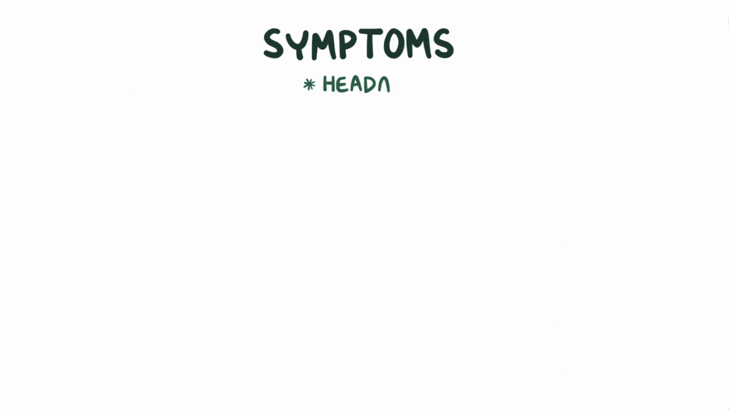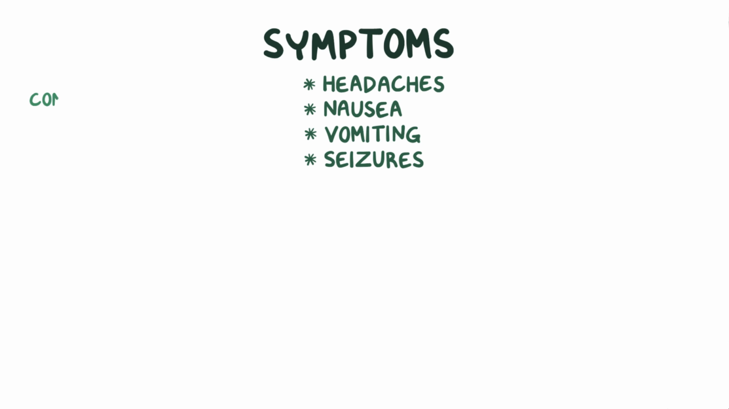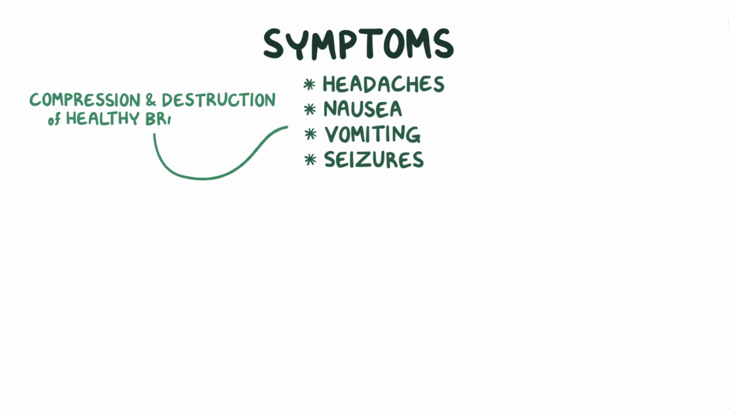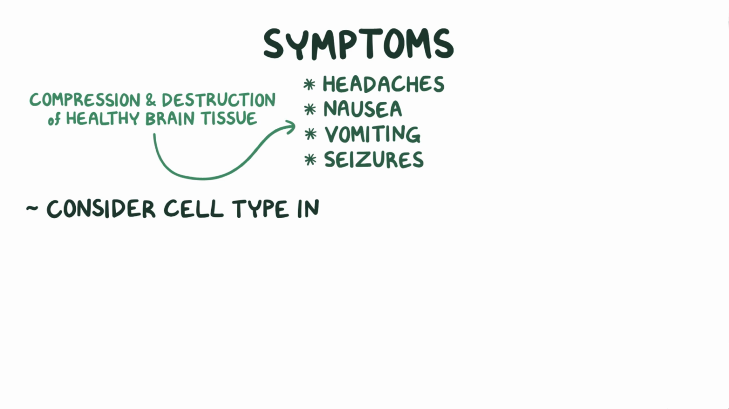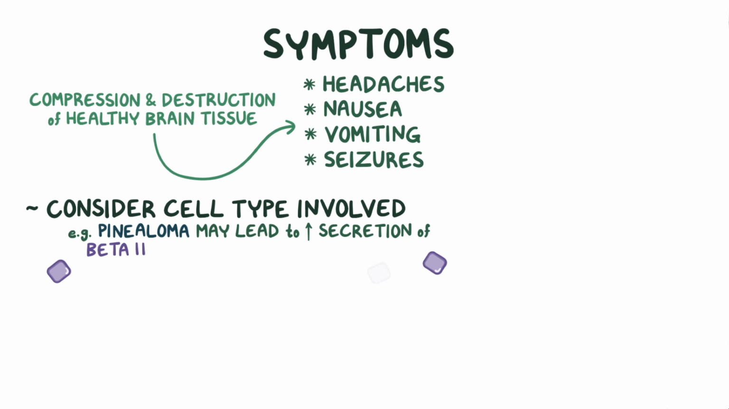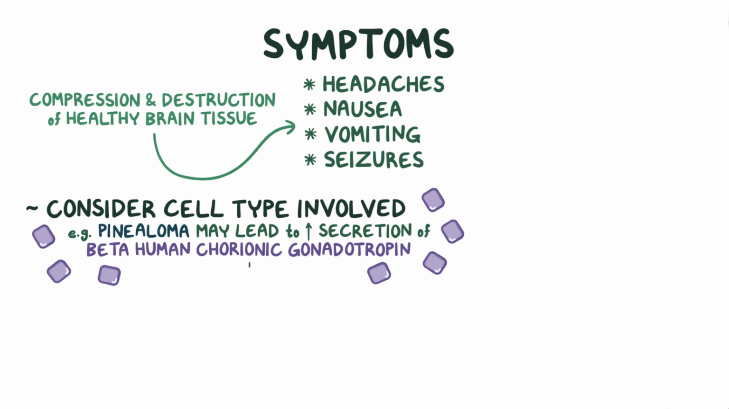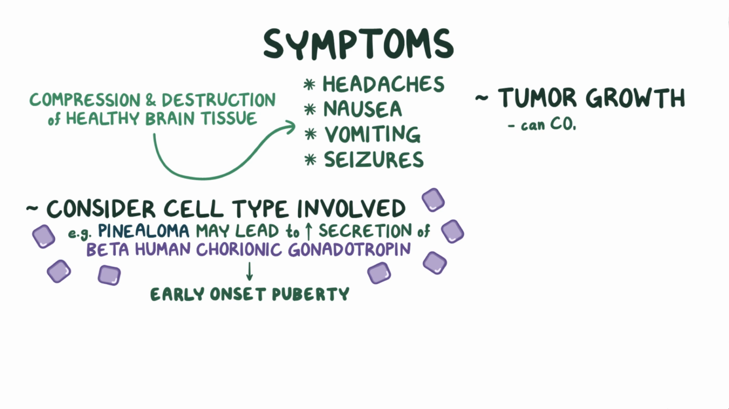Now, the most common symptoms of brain tumors include headaches, nausea, vomiting, and seizures, and they're a result of the compression and destruction of healthy brain tissue. In addition, it's important to consider the cell type that's involved. So, for example, a pinealoma may lead to increased secretion of the hormone beta-human chorionic gonadotropin that can cause an early onset of puberty.